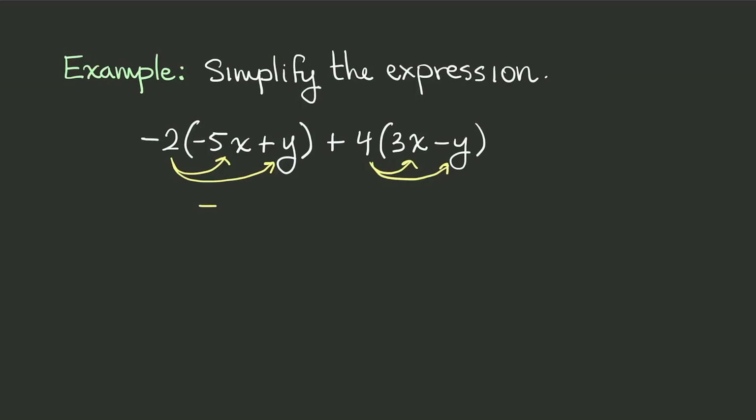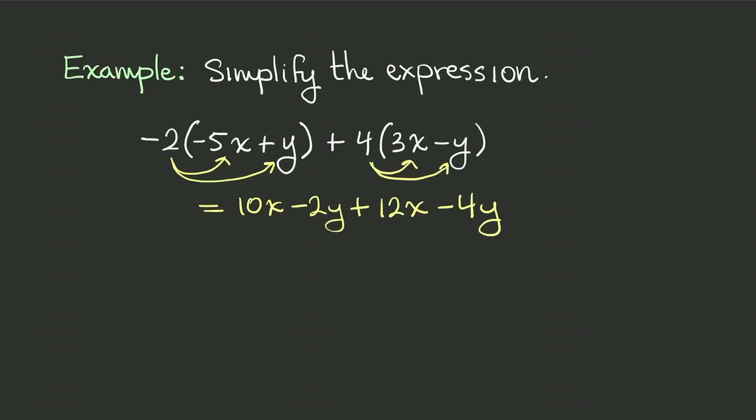So negative 2 times negative 5x is going to give us positive 10x. And then negative 2 times y is going to give us negative 2y. And then we'll have 4 times 3x, which is going to be 12x, and 4 times negative y, which is going to be negative 4y.